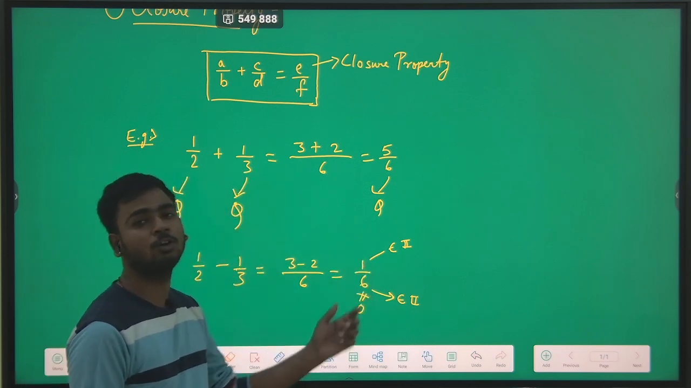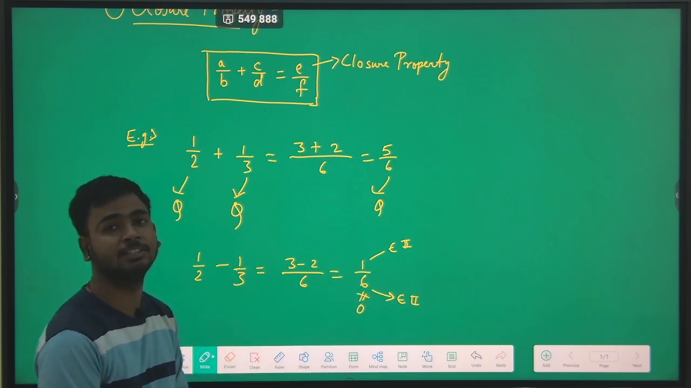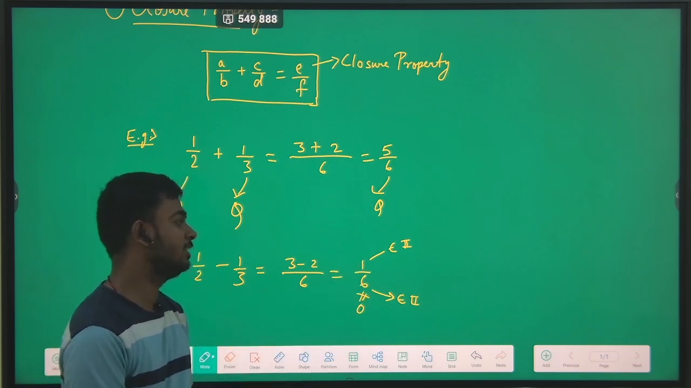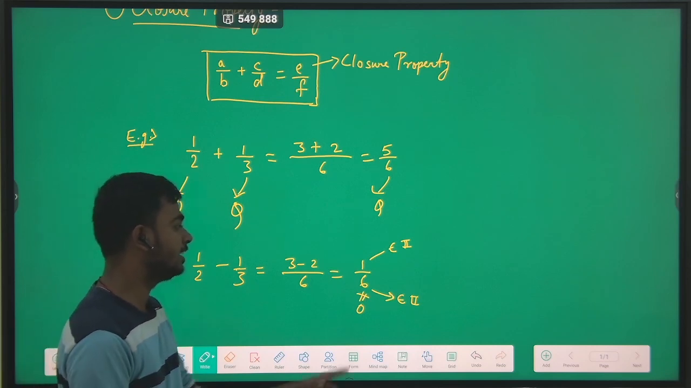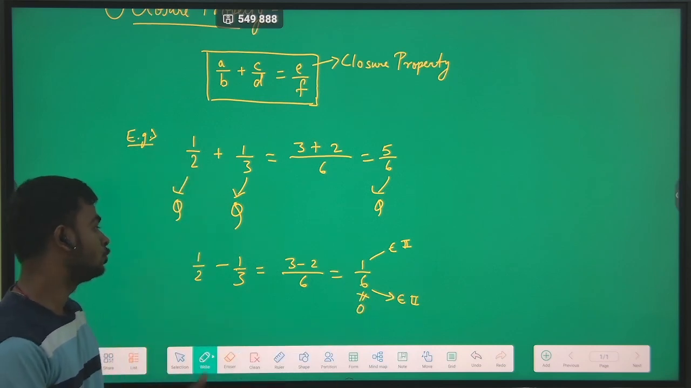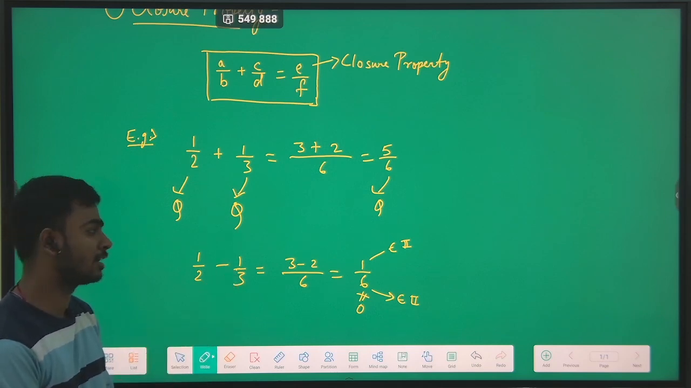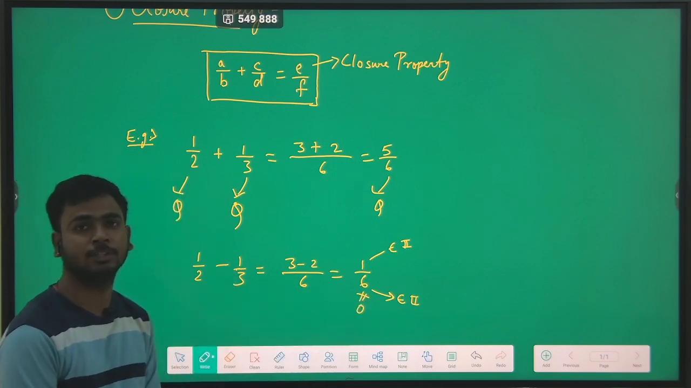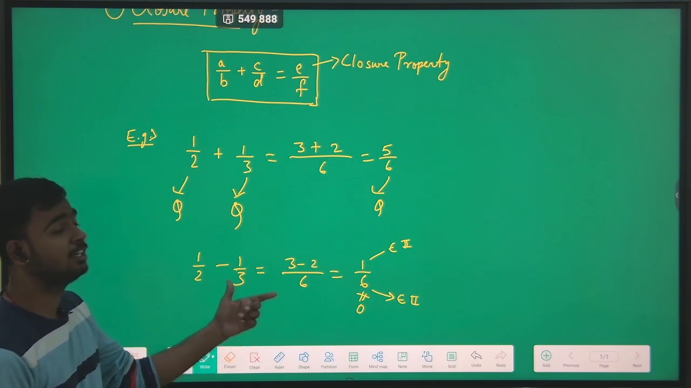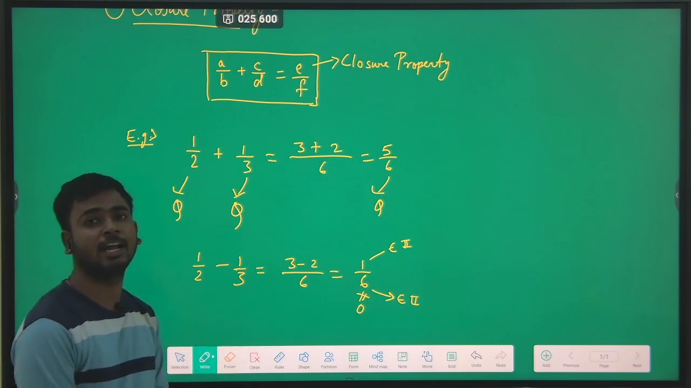Also p and q are co-prime. 1 and 6 are co-prime in nature. They have only one common factor, that is 1 itself. So we can say that this is also a rational number. So we operated two rational numbers with the fundamental operation subtraction and we got another rational number. Hence we can say that rational numbers are closed under subtraction.